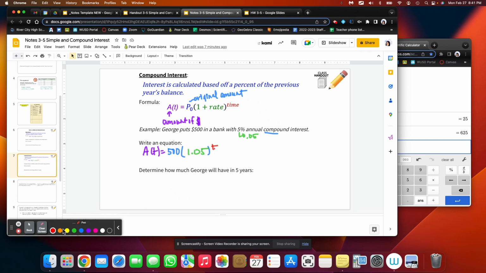And now we can use that equation to figure out how much money George will have in 5 years. So we're going to plug in 5. So it's going to be 500 times 1.05 to the 5th power.